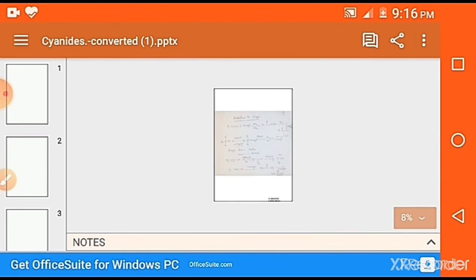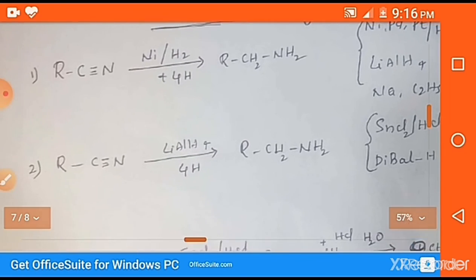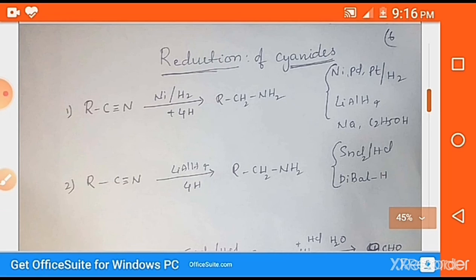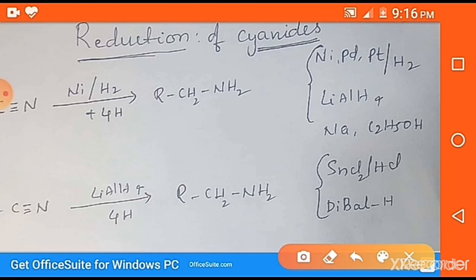Next slide. Reduction of cyanides. When cyanides react with different reducing agents, there are different classes of reducing agents. One is nickel, palladium, platinum along with hydrogen gas.